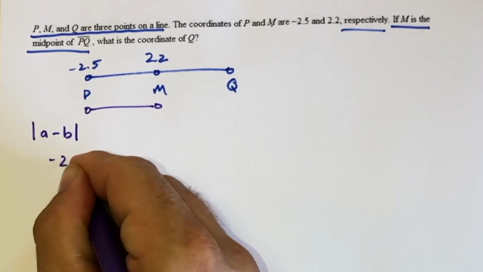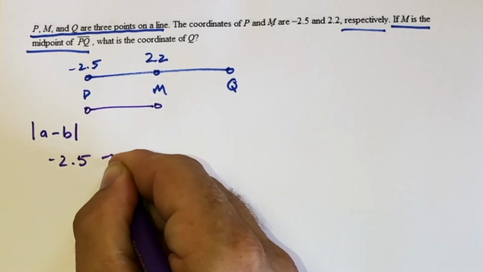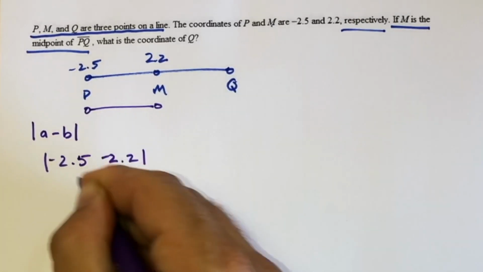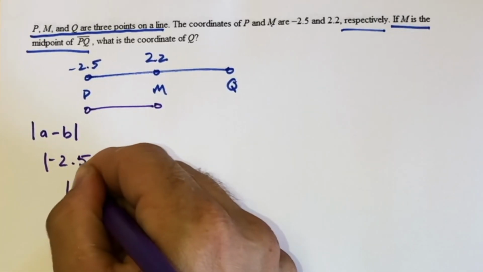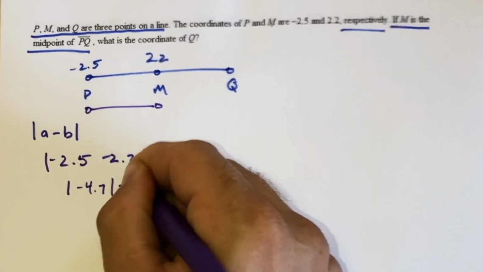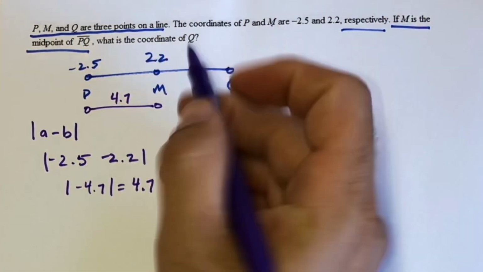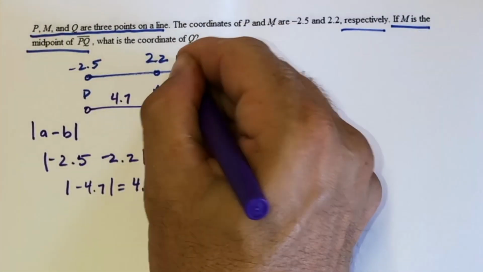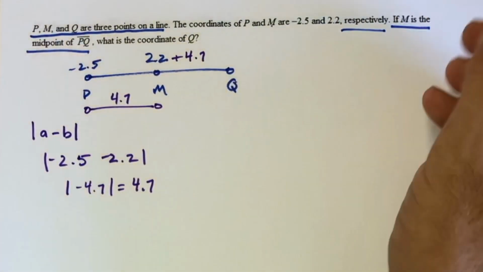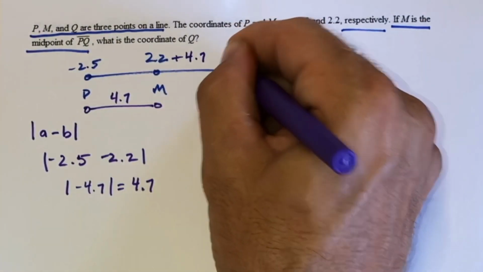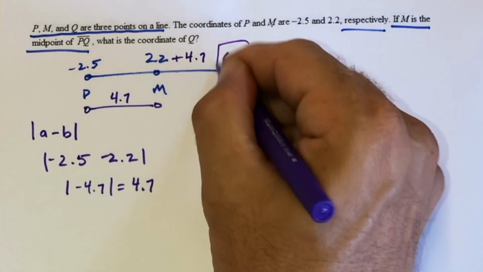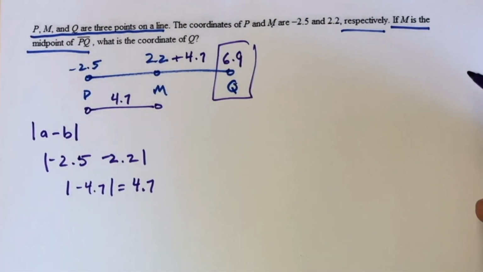So we have negative 2.5 minus 2.2, absolute value, negative 4.7, absolute value. So my distance from P to M is 4.7. So if I want to go from M to Q, I just simply need to add the 4.7 and get 6.9. And that would be my coordinate location for Q.